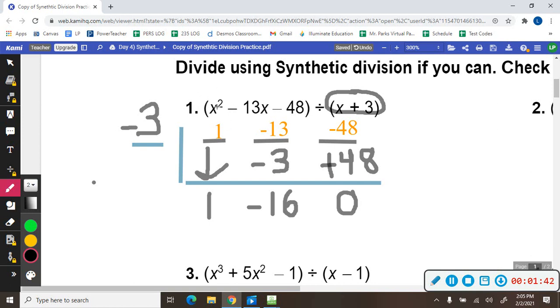And we started with x squared, so this is now going to be an x. So you got 1x minus 16.